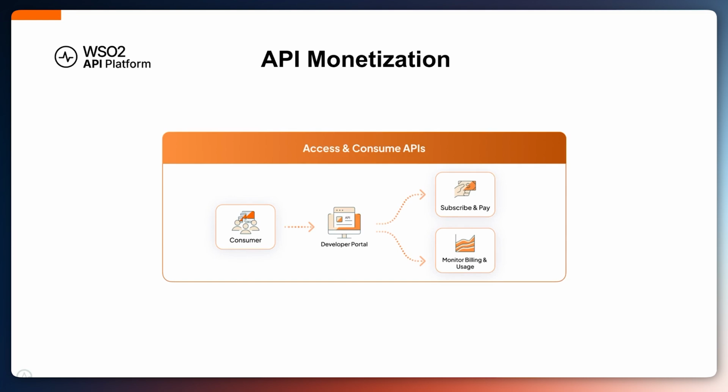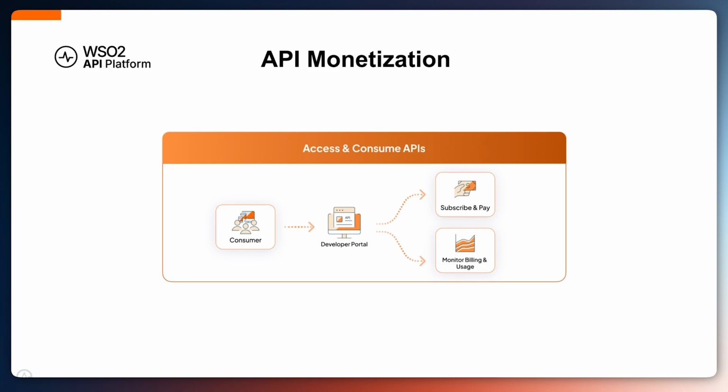Then the consumers of your API can access the API through the developer portal. They can subscribe to the API using a given subscription plan, pay the particular amount based on the pricing model, and start using the API. In addition to this, the consumers can monitor their billing usage through the developer portal interface.